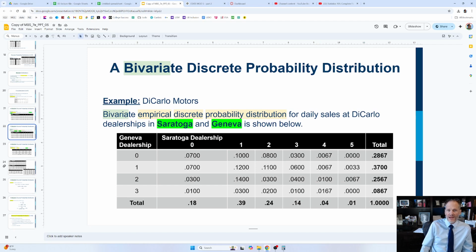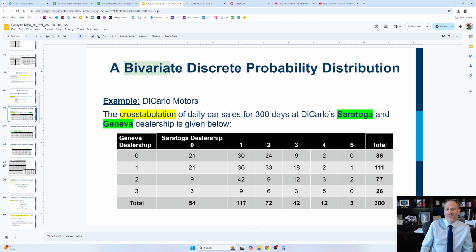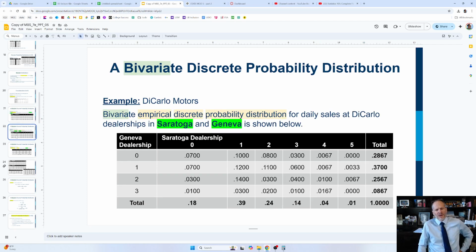So this is our bivariate discrete probability distribution. Discrete, remember, is like whole numbers. We can't sell fractions of a car. So discrete means we're selling 0, 1, 2, 3, 4, 5 cars. And continuous would be like height or distance or time, where you could have fractional measures. All right, so that's a discrete probability distribution.